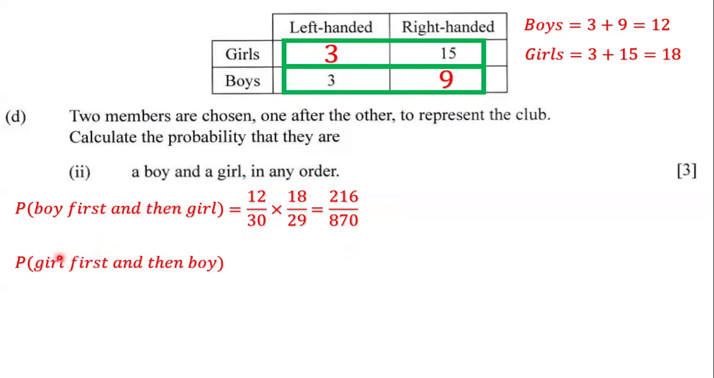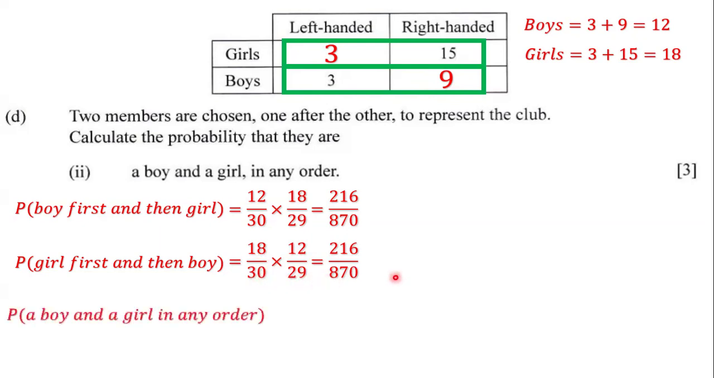Now, the probability of a girl first and then a boy is going to be equal to 18 over 30, because there are 18 girls and there are 30 members. And then the probability of getting a boy second would be 12 over 29 because there'll still be 12 boys, but only 29 people to choose from because one girl was already selected. And so we have 18 times 12, which is 216, and then 30 times 29, which is 870.